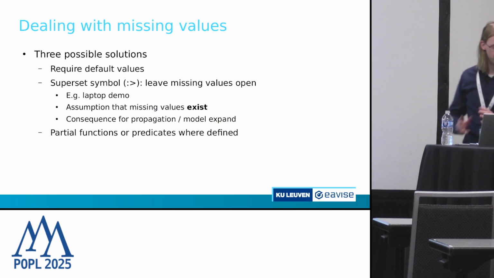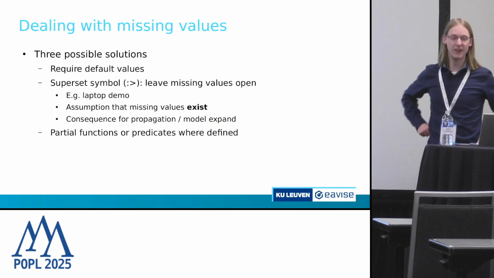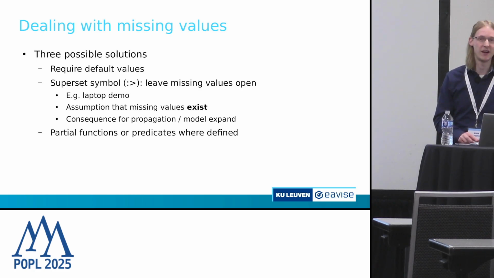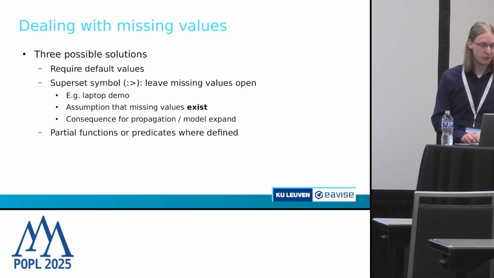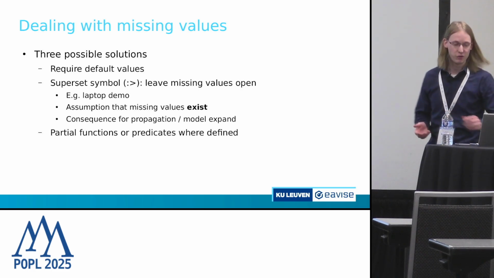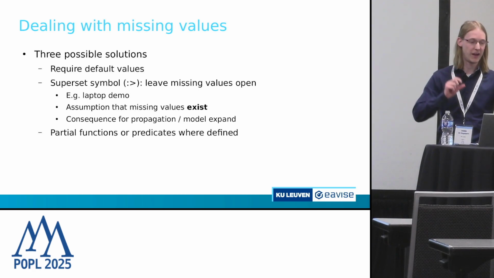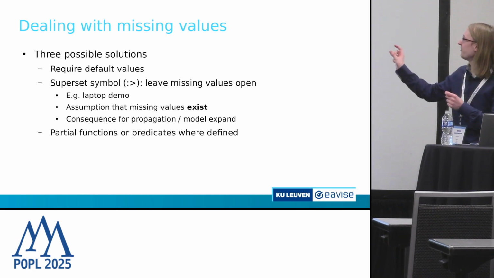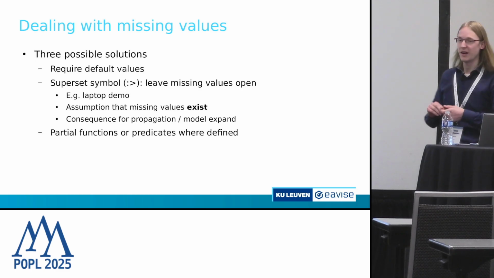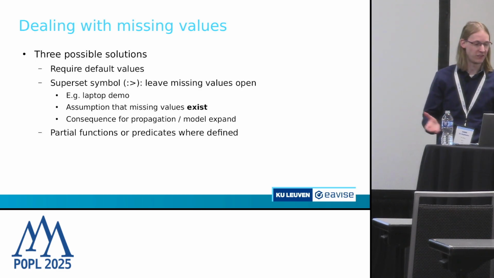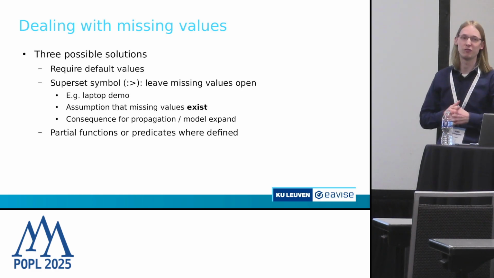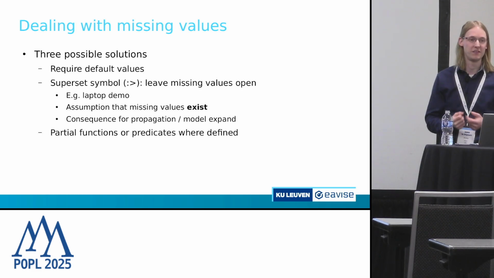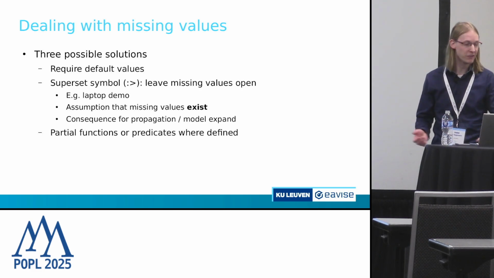We considered alternatives, so requiring a default value, and this is actually what I do in the laptop demo. I provide defaults, but defaults are not always useful. Or we could use the superset symbol, like for our enumerations. We also allowed to use a superset instead of a definitional equality to say that we only give a partial enumeration. But there's an implicit assumption here that missing values do exist. For instance, for the weight of the laptop, this makes sense. Every laptop has a weight, whether it's known or not.